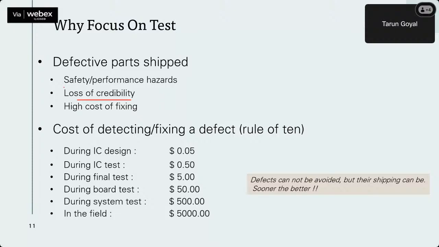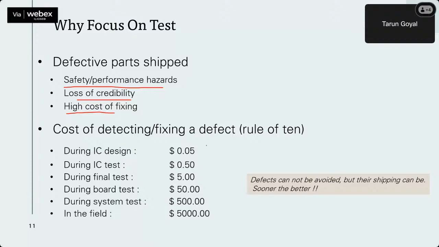Then there are safety and performance hazards. If there is leakage and we are not detecting it, it will impact those hazards and the performance, which we see many times. Some phones start heating up too much because of manufacturing defects which are shipped to them. And then there is the high cost of fixing these: recalling and all are costlier than fixing it at the design.